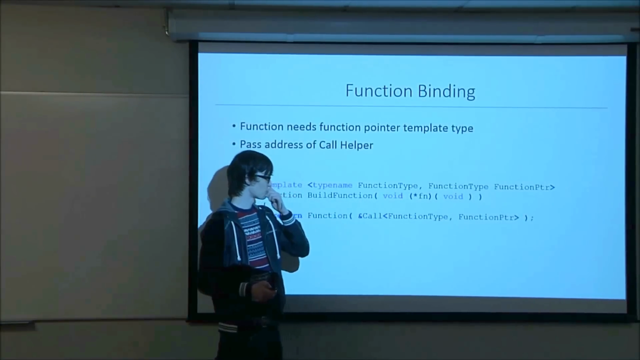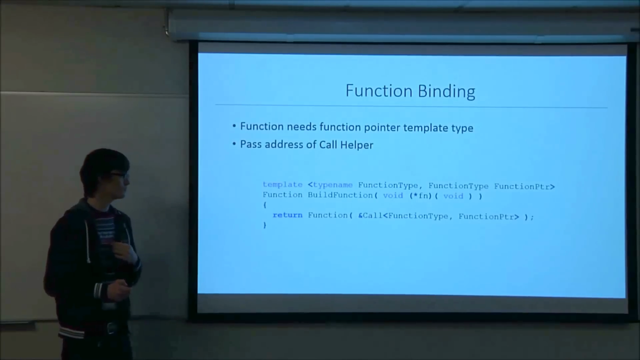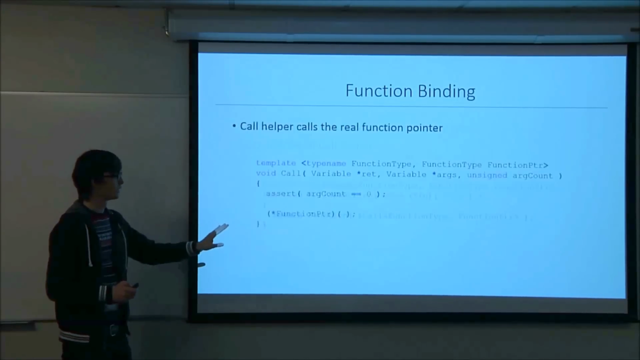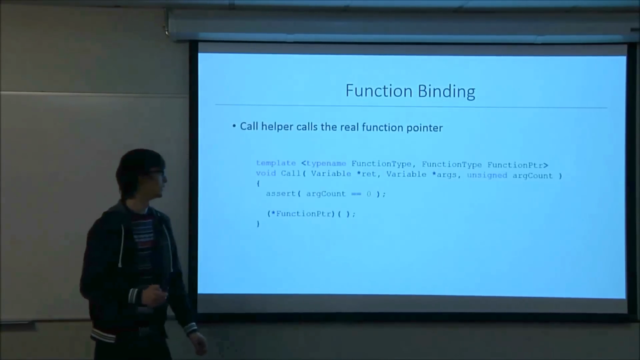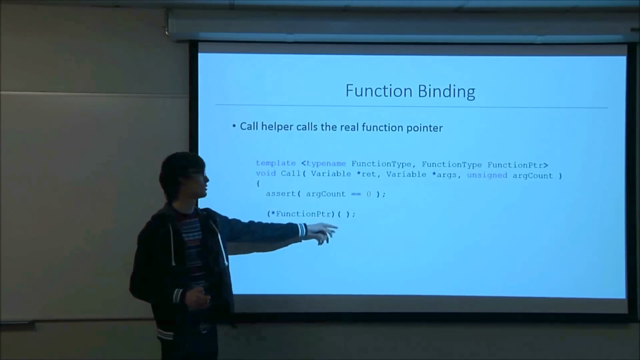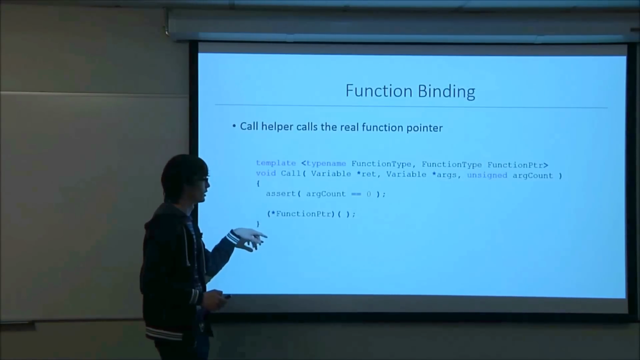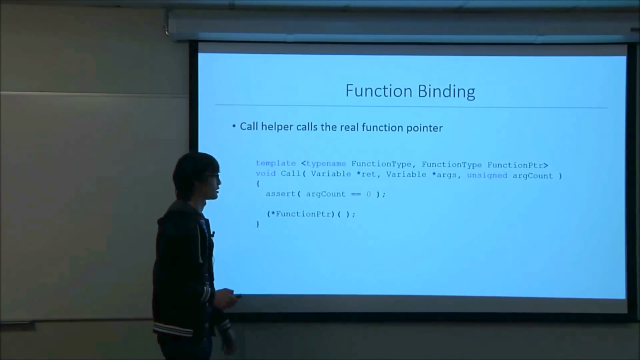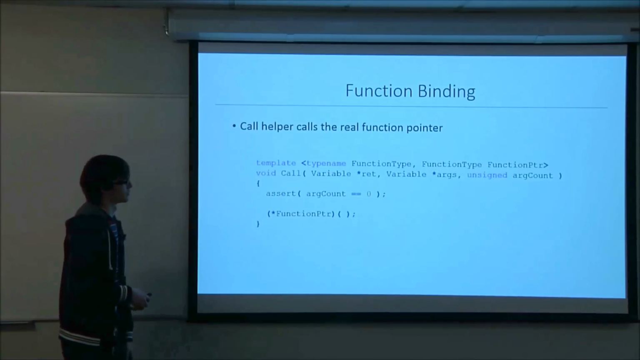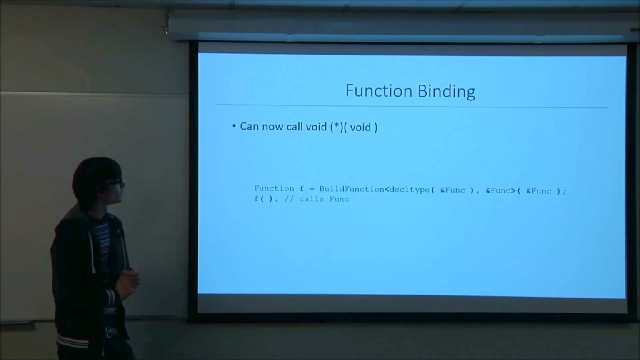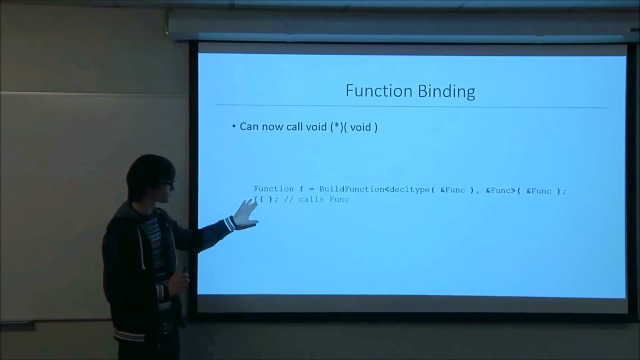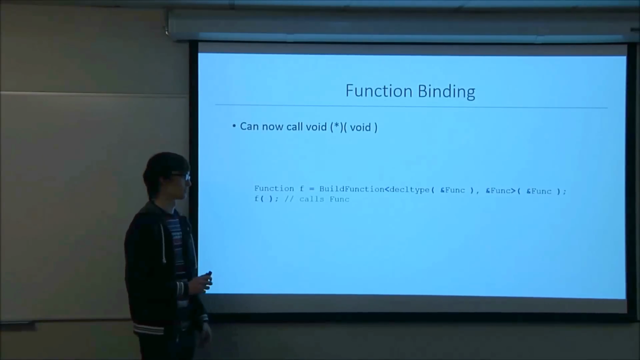Here's the pointer itself being passed in. You can see that it doesn't take anything, it doesn't return anything. So then when you call this function pointer, there's no arguments or anything, it doesn't return anything. And then we can assert that our argument count that we've been passed in is 0 as well. However, this is how it works for something that doesn't take arguments. So this is how you actually use all this stuff.